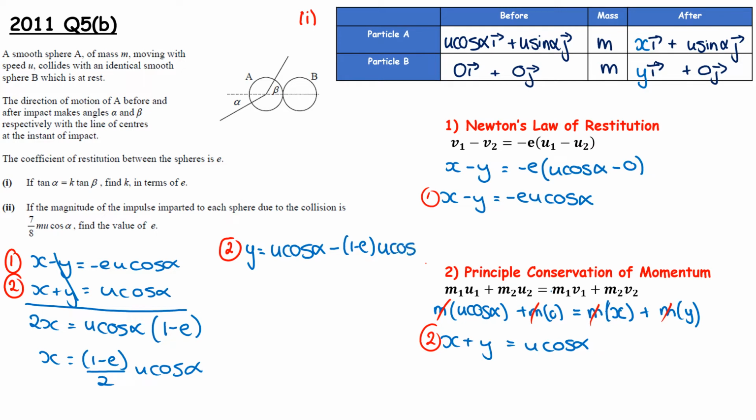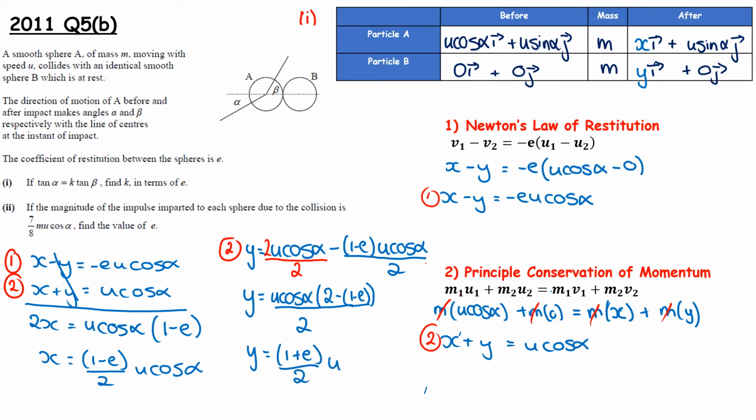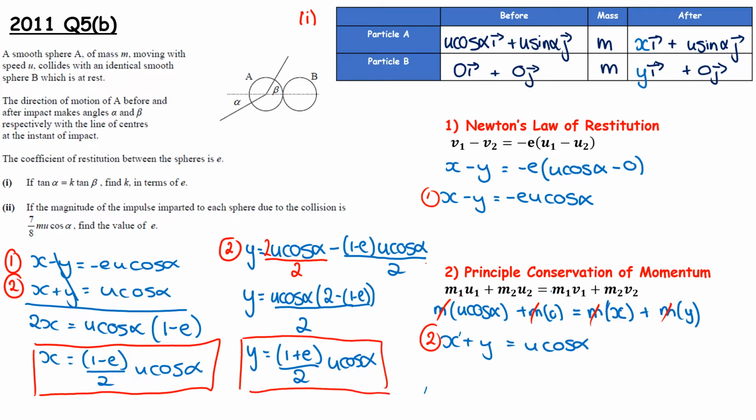A bit short on space here, so I'll try my best not to get too crowded with this. We want to put it all over 2, so I put a 2 in front and a 2 underneath. Looking at that top line, u cos alpha is common, and then I get 2 minus (1 minus e). If you prefer, you can multiply it out, and that is 2 minus 1 plus e over 2 u cos alpha. Okay, so they are our x, the i component for the velocity after for particle A, and y, which is the i component for the velocity after for B.